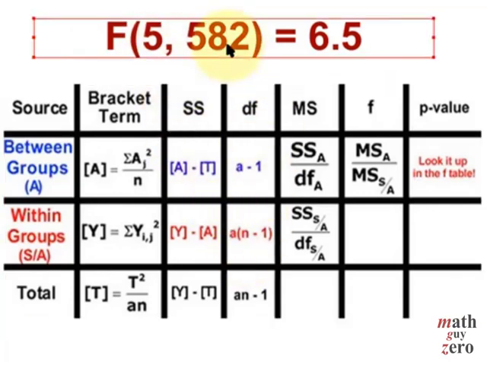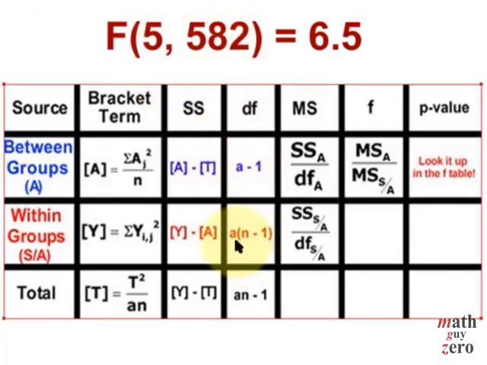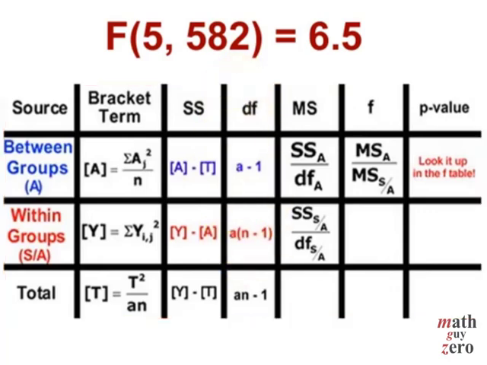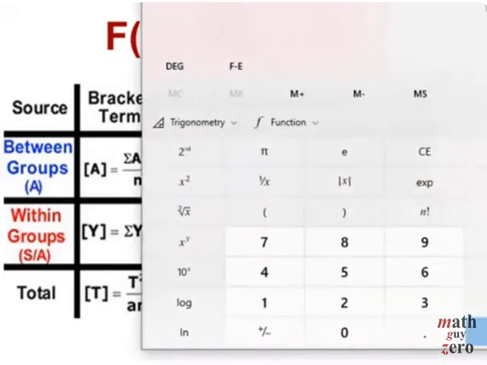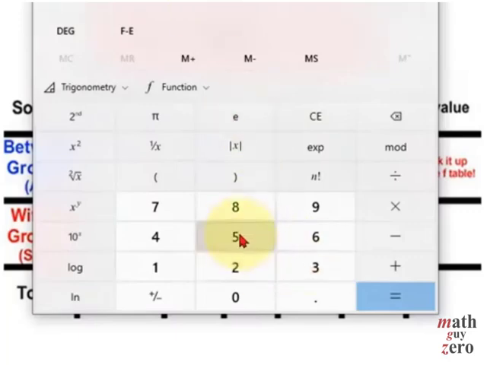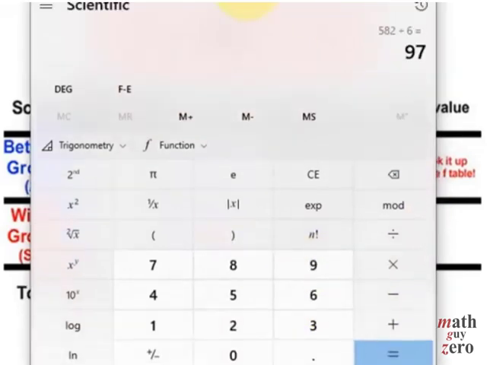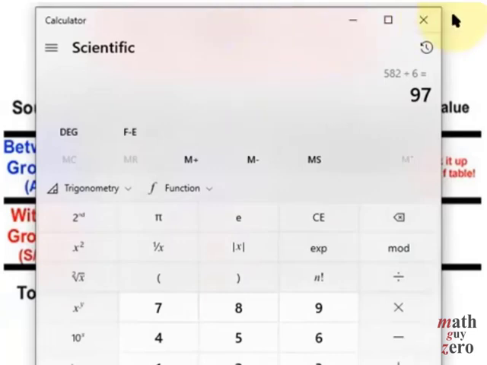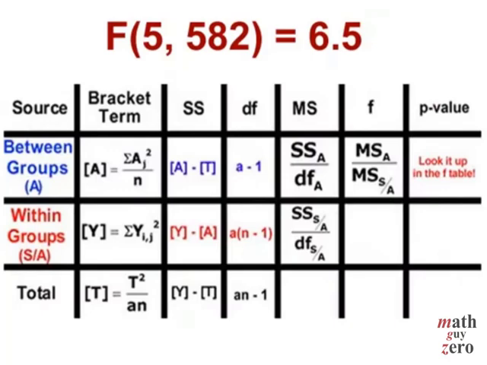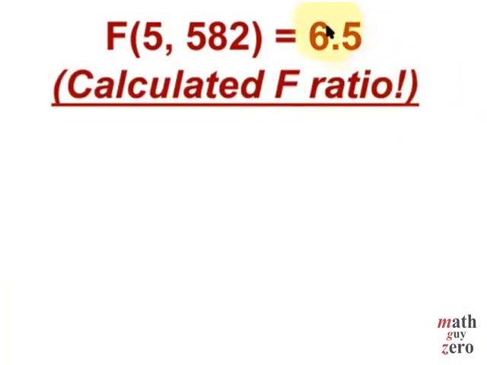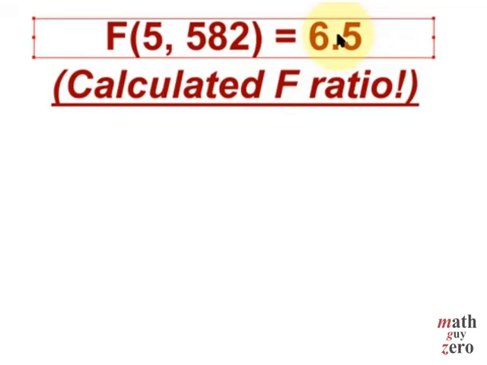And for the within groups, it would be 6 times that, which equals 582. And I can tell you what your sample size is here real quick. So 6 times n minus 1 equals 582. So 582 divided by 6 equals n minus 1, which means 98 people per group times 6 groups equals 588. That's your total sample size. That's how that works. So this number, 6.5, that is your calculated F ratio.